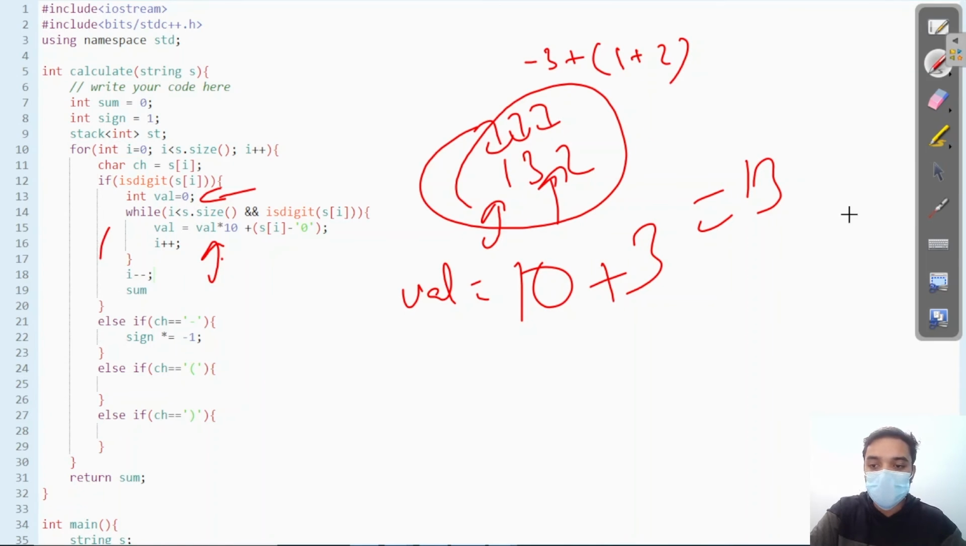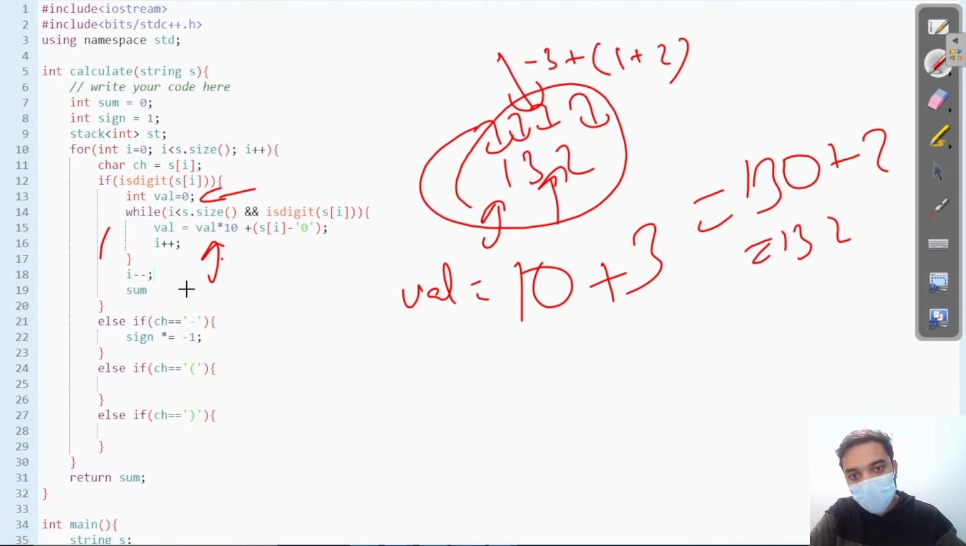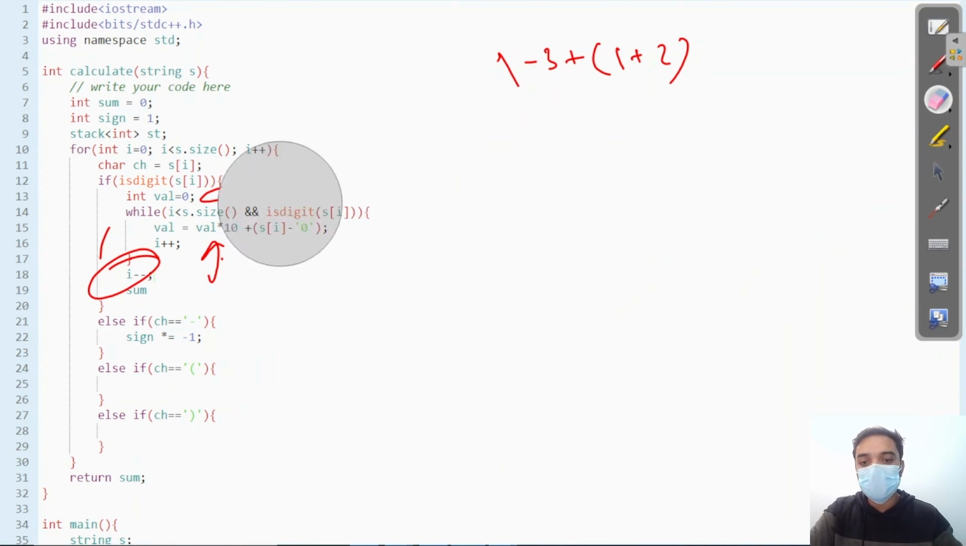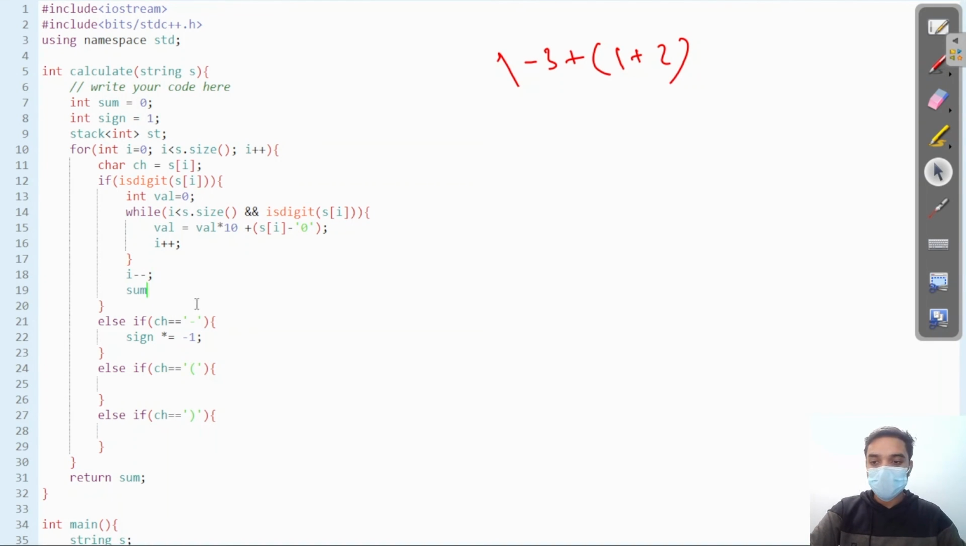Similarly, I am going to iterate again. I am going to do 130 plus 2, that will equal 132. And after this, my I is here right now. I have to take my I back here, so that's why I am decrementing this. Fine. So yeah, this was the working of this function. Okay. So now I know my value.